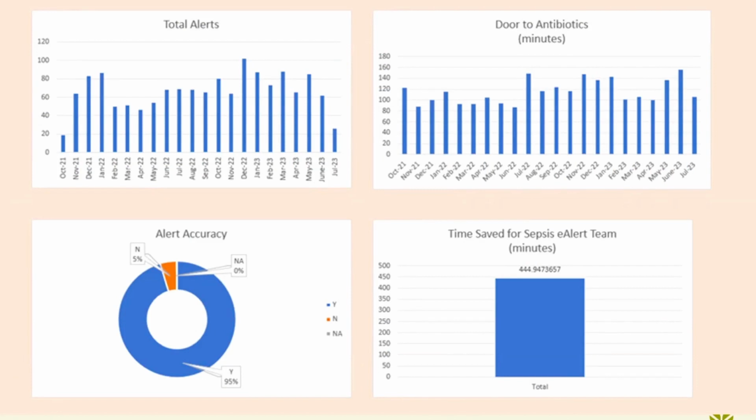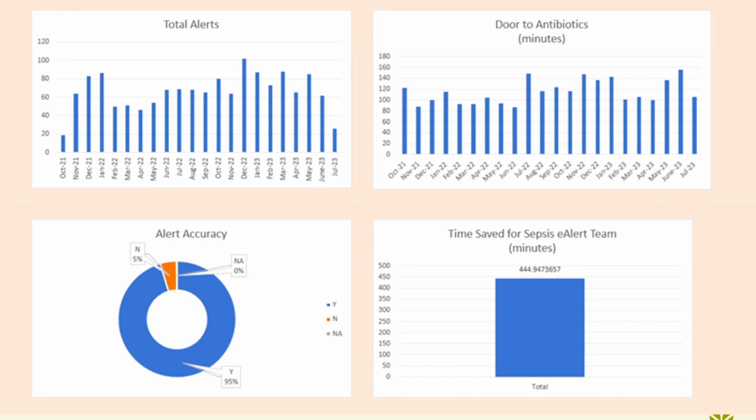And we were really shooting for being under 180 minutes. Our baseline was much higher than that. Almost immediately after implementation, that went down because, again, we had that concurrent team that would receive an alert before the patient ever came through our doors. And that way they could help with the ED to make sure all the resources were at the bedside when the patient arrived.